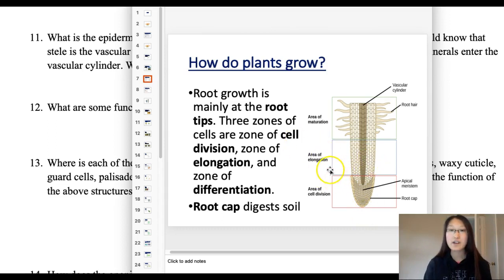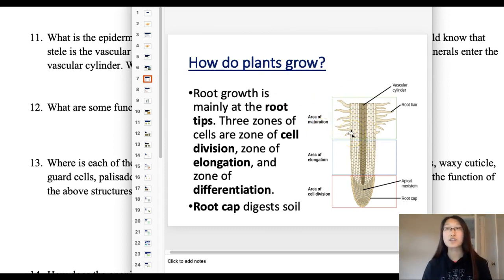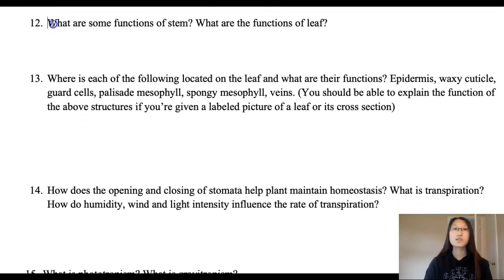And then there's the area of elongation where there are cells that are also undifferentiated, but they tend to become longer, which also pushes the root downward. And then the area of maturation where there are actually stem cells that are dividing into different types of cells, such as the root hair. So you don't just see the straight part, there are also root hairs doing secondary growth to the side. So going from the bottom to the top, you have zone of cell division, zone of elongation, and zone of maturation.